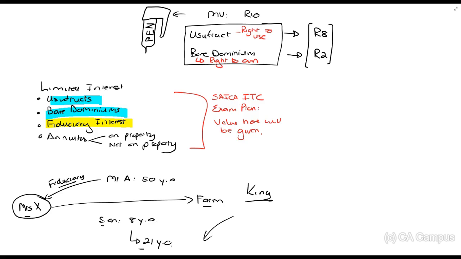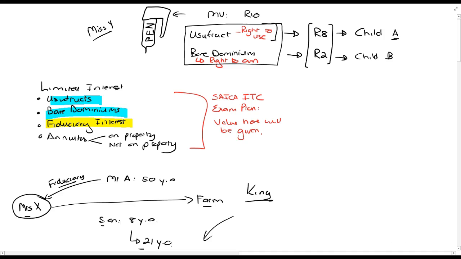Now, it is possible that, let's say, here is Miss Y. She has 2 children, child A and child B. She gives this pen, whatever asset, the usufruct to child A, the bare dominium to child B. So now she doesn't have the pen anymore because she's given away the entire thing, but different assets. Now, if child A dies, the value of the usufruct will be included in child A's estate. Child B will have the value of the bare dominium.